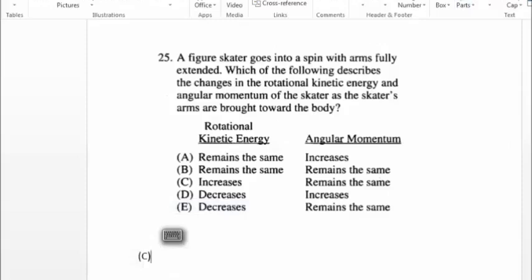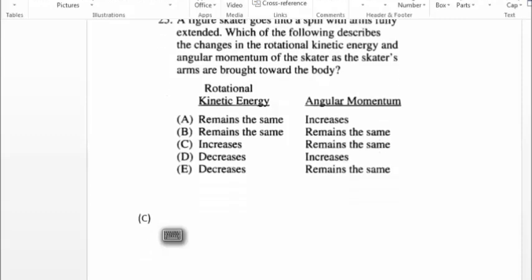So the answer is the rotational kinetic energy increases and the angular momentum remains the same. So answer is C.